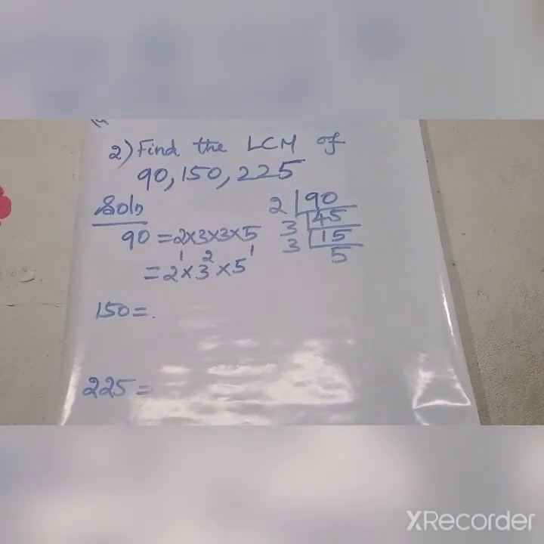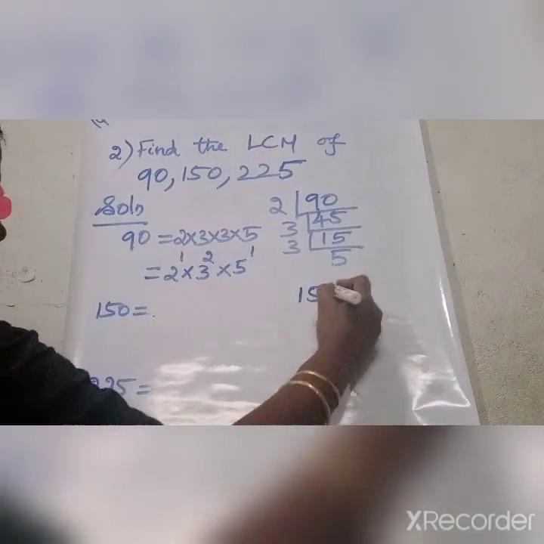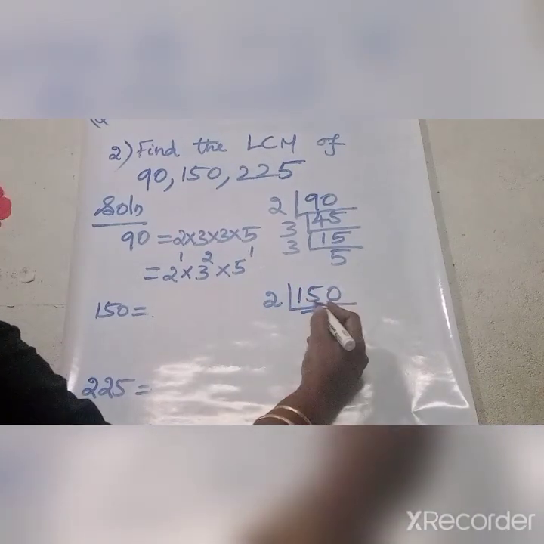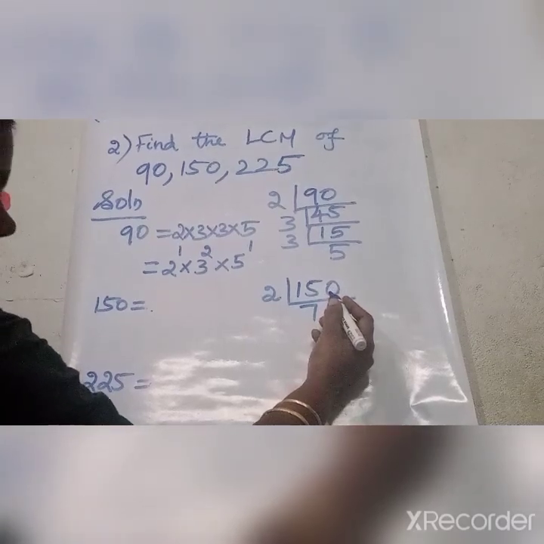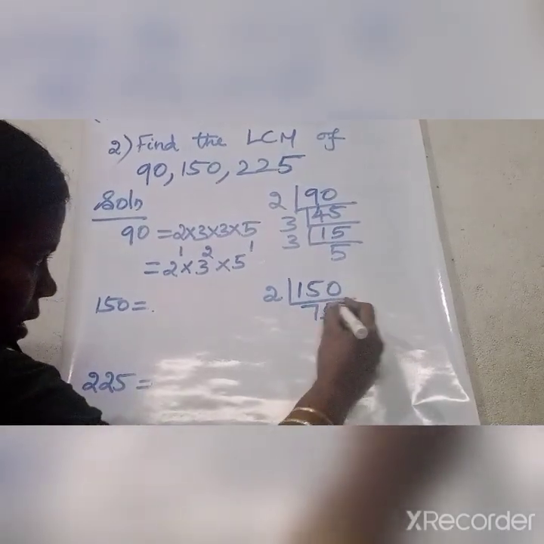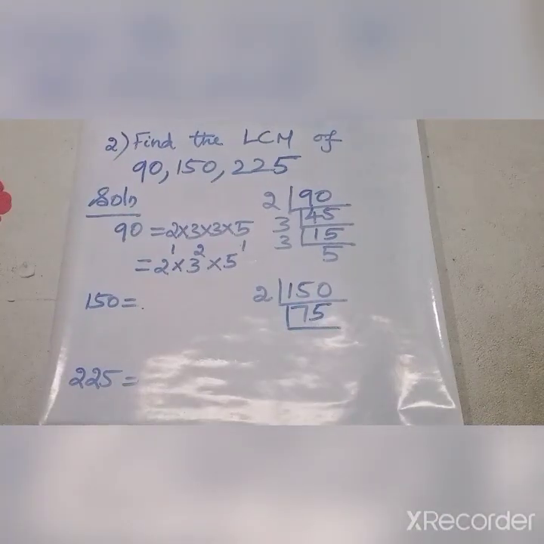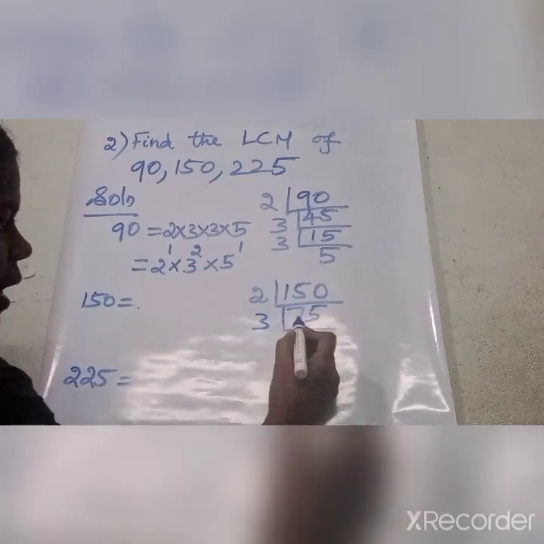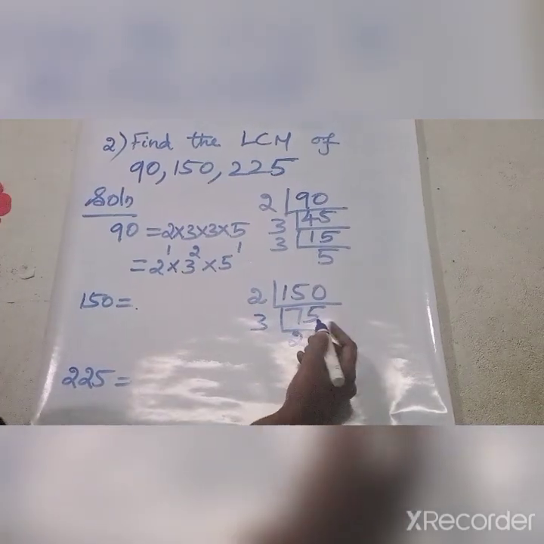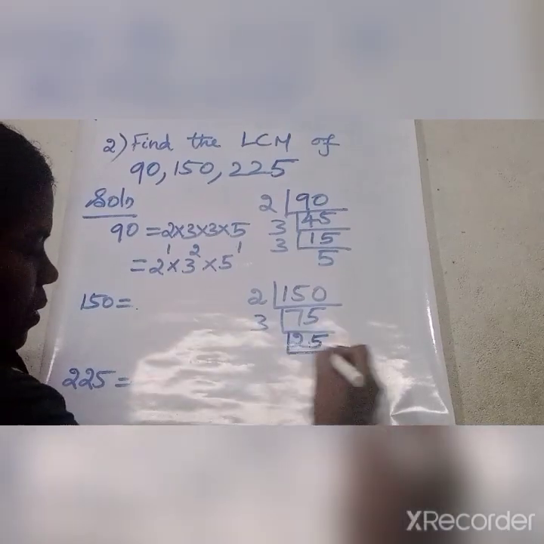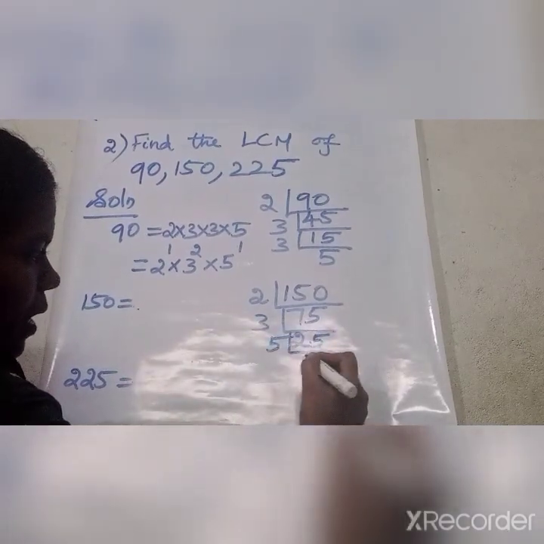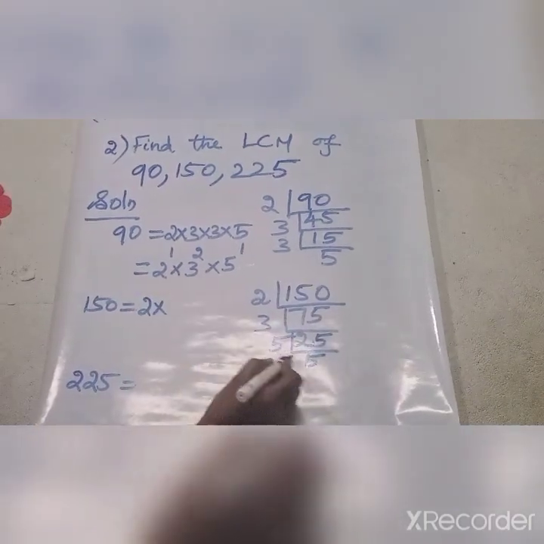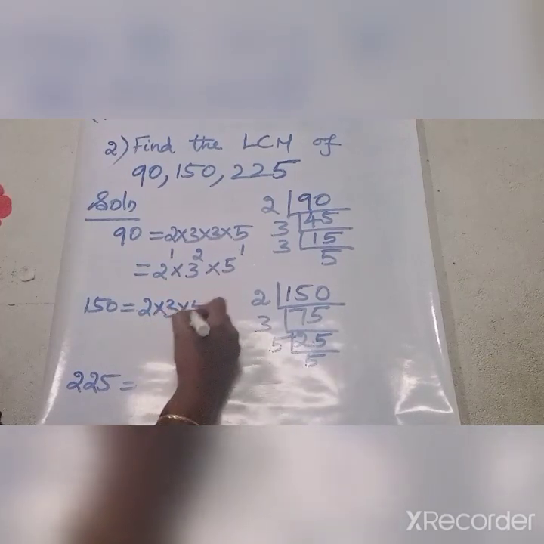Let us factorize the 150. 2 table. 7 2s are 14. 1 balance is there, 1 and 0. We have to consider as 10. 5 2s are 10. Further, this 2 table is not possible, it is an odd number. So, 3 table. 2 3s are 6. 1 balance is there. 1 and 5 we have to consider as 15. 5 3s are 15. Then again 5 table, 5 5s are 25. So, it can be written as 2 into 3 into 5 into 5.